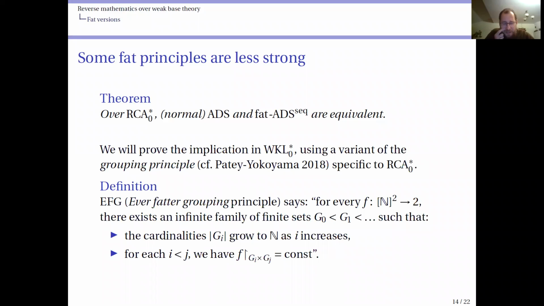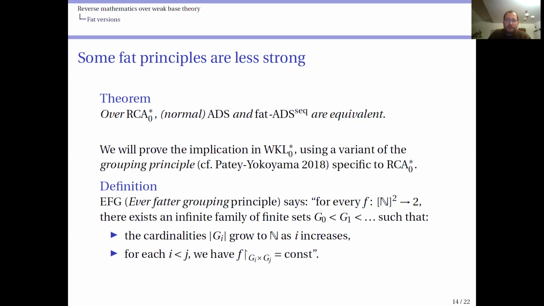There was something introduced in an important paper by Keita and by Ludovic Bataille about conservativity of Ramsey's theorem, called the grouping principle. And we introduce a variant that, well, I guess it would make sense over RC0 as well, but we really care about it in the setting of RC0 star, in this weaker base theory setting. So we call this the ever fatter grouping principle, corresponding to these fat versions of the Ramsey theoretic principles.